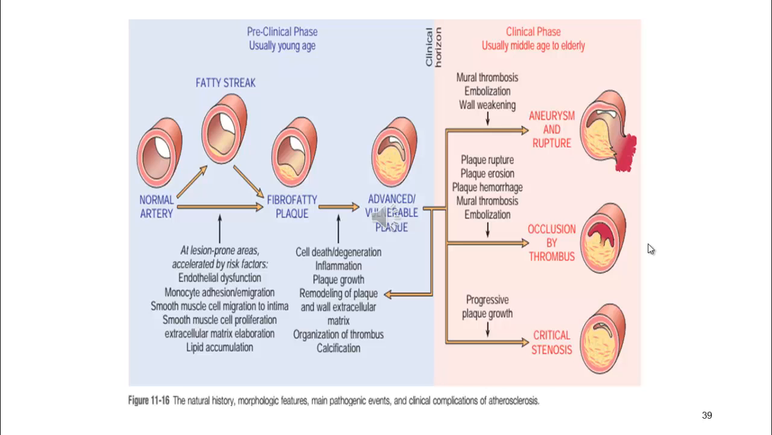Now, what is the clinical effect of this plaque? It depends upon its location and its complication. These advanced plaques can form an aneurysm, and they can rupture. They can completely occlude the lumen by thrombus formation, or they can cause critical stenosis, leading to clinical signs and symptoms when there is insufficiency of the blood flow.